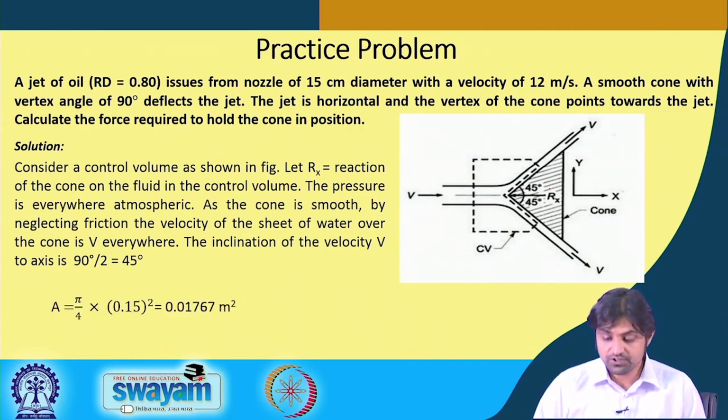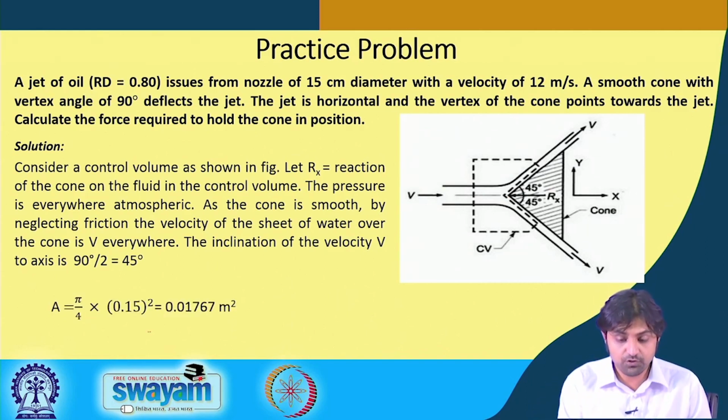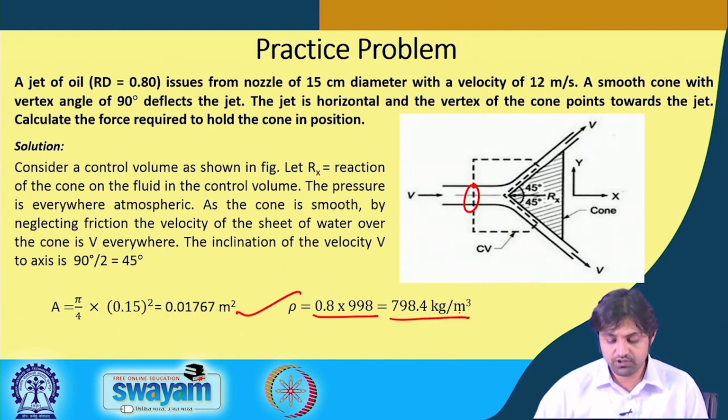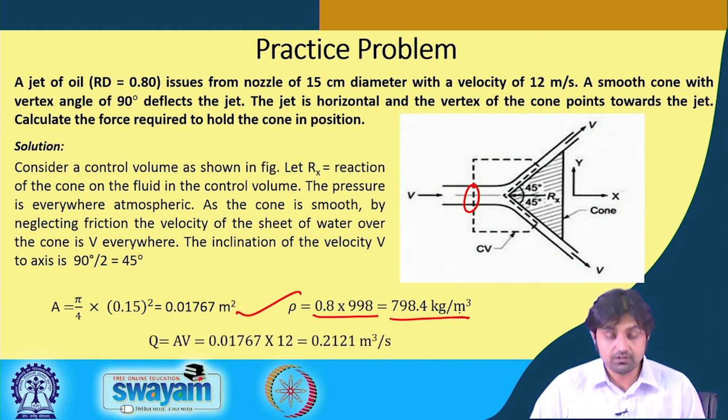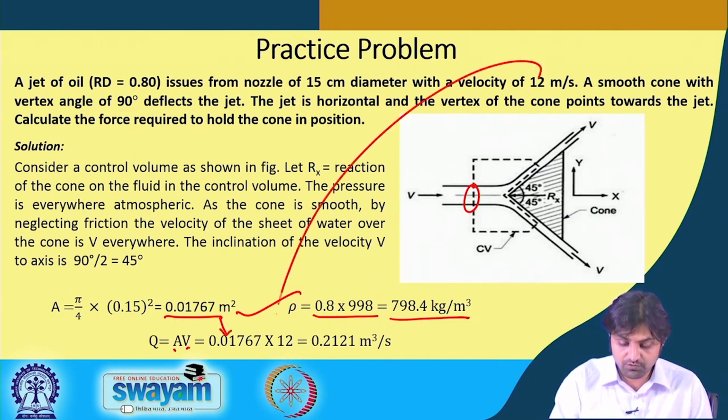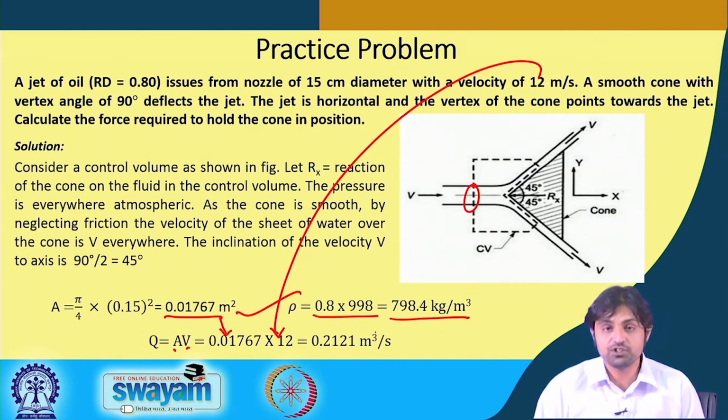So the area is going to be pi by 4 d square, and rho is going to be for oil of relative density 0.8. So rho is 0.8 into 998, the density of water, that is 798.4 kilogram per meter cube. So Q is area into velocity, AV. The area we have already calculated, and the velocity we already know from here. And this comes out to be 0.2121 meter cube per second.